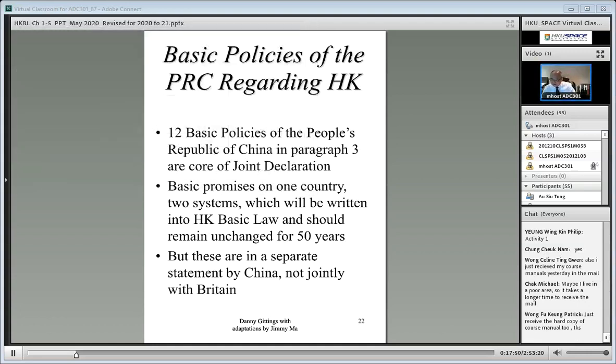Let me ask question one then. Question one says: identify at least one article or part of the preamble in the Hong Kong Basic Law that reflects the basic policy, and write the article number in the space below. That is in relation to the main text of the Sino-British Joint Declaration, and you can find this on page 13 of your manual.